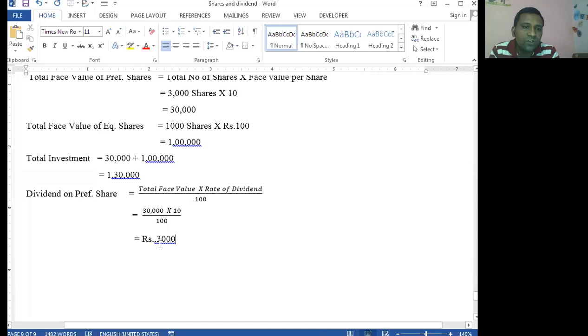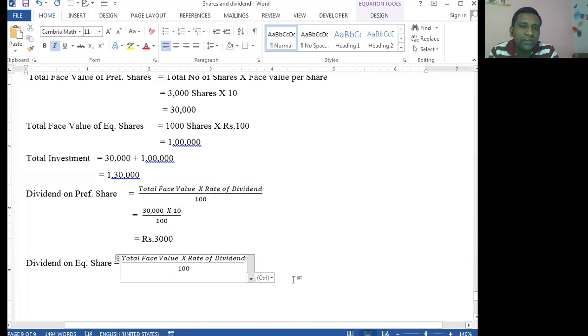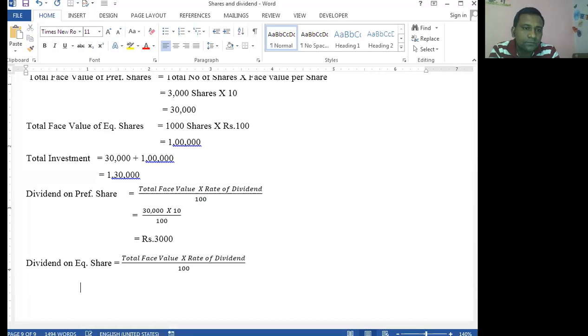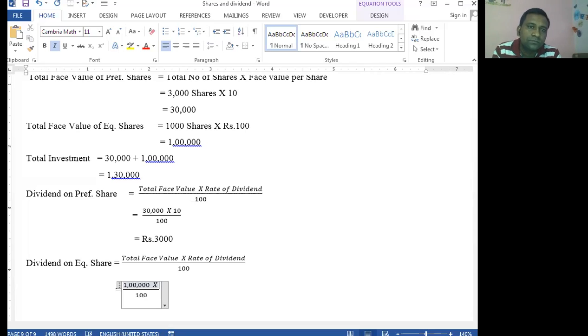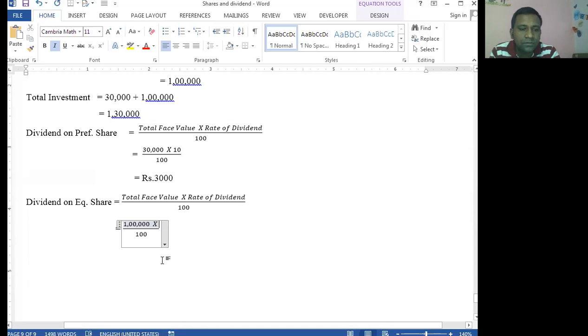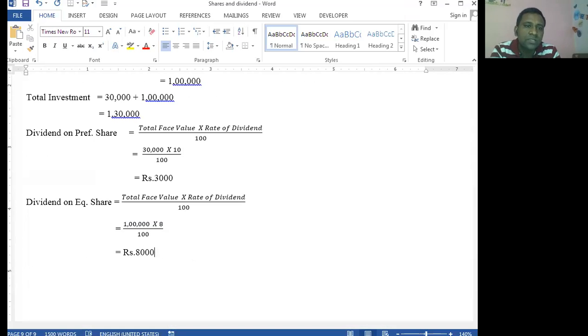Calculate similarly in case of equity share. Dividend on equity share: same formula used for calculating dividend on equity share. Total face value. What is total face value in case of equity share? 1 lakh. Okay. And rate of dividend? Rate of dividend is 8%. How much dividend is received on equity share? Yes, calculate and send me in chat box. Very good. Rupees 8,000 is the dividend on equity share.